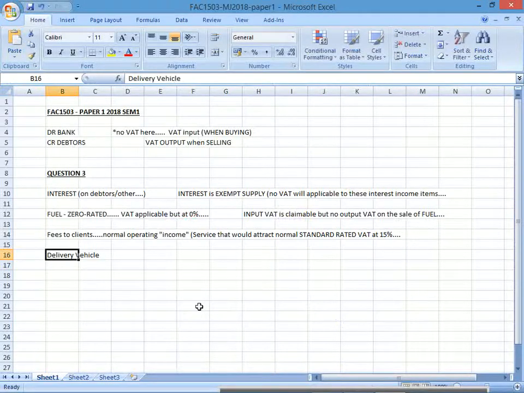Right. So delivery vehicle. If I'm buying a delivery vehicle, standard rated. 15%.